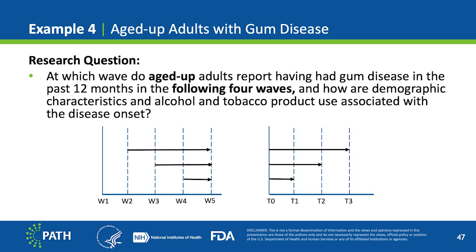The reason that we are interested in aged-up adults is because they may leave their house and live on their own, so their hygiene behavior could change. As a result, their gum health may be affected. This group of aged-up adults will have the same endpoint for the study, but they will have different starting points. What we need to do is recode all those variables so everyone will have the same starting point but different endpoints. How will we do that?